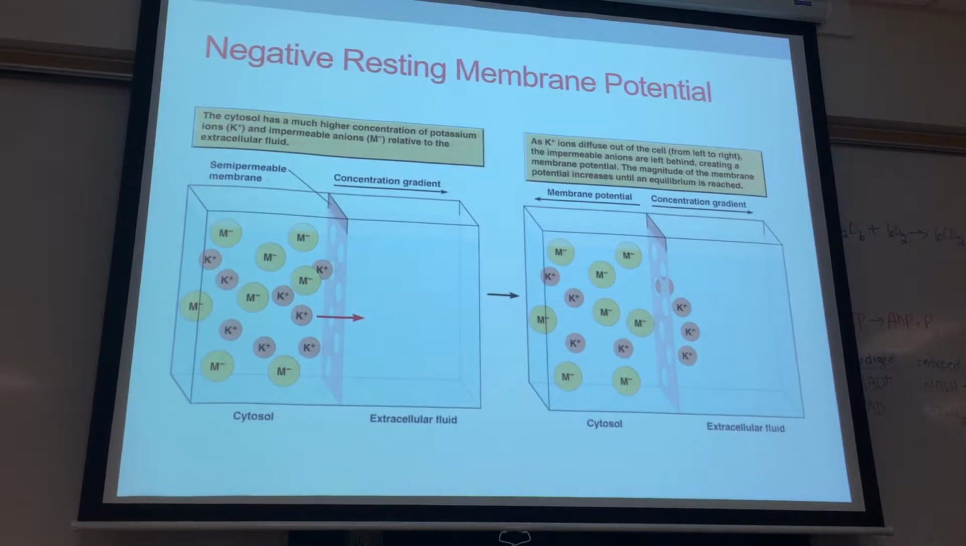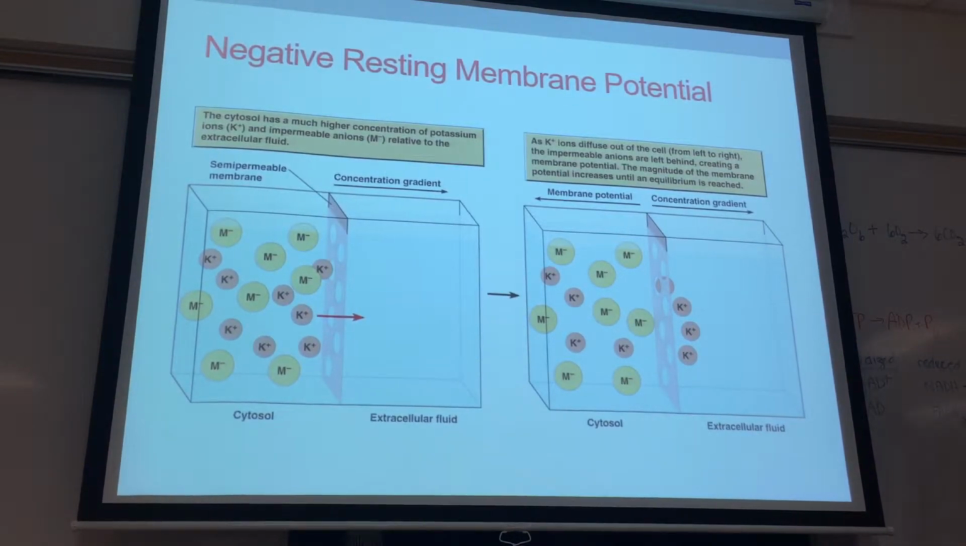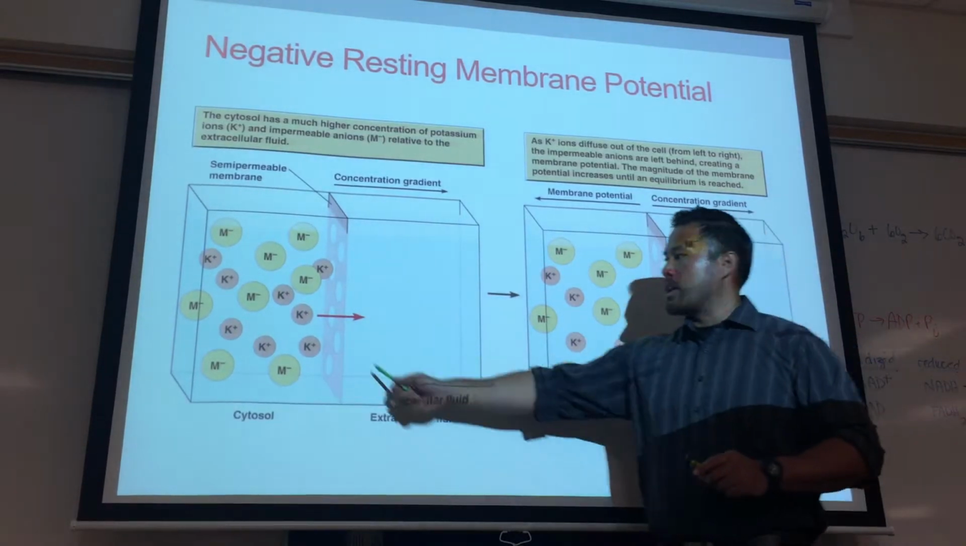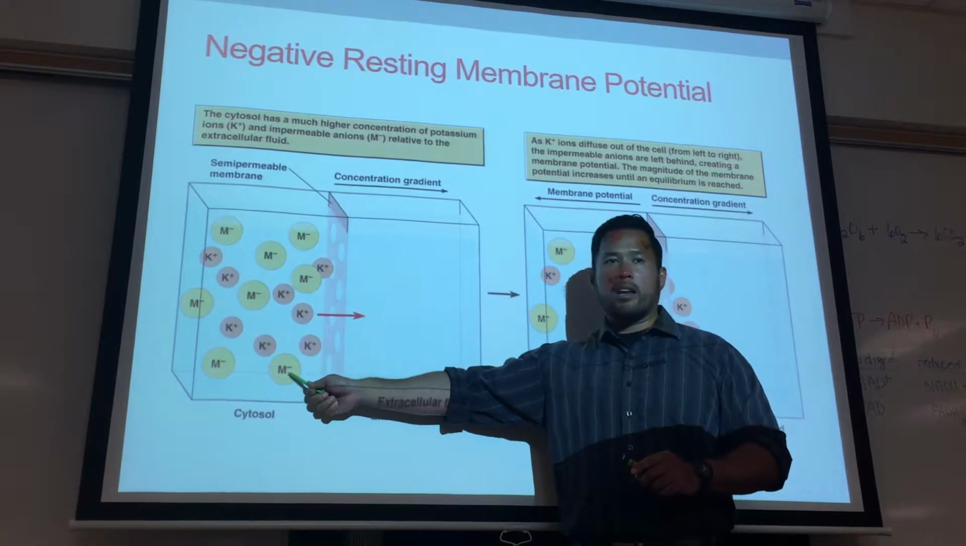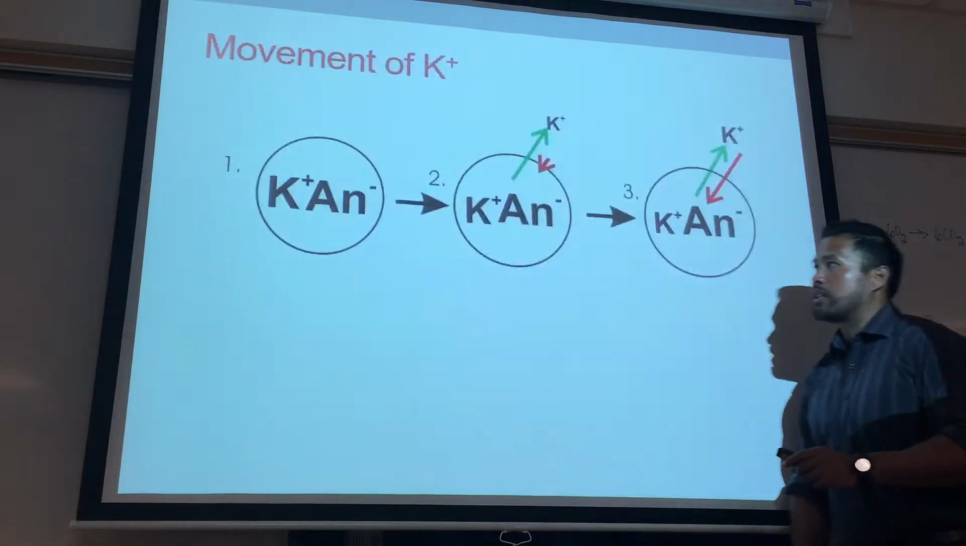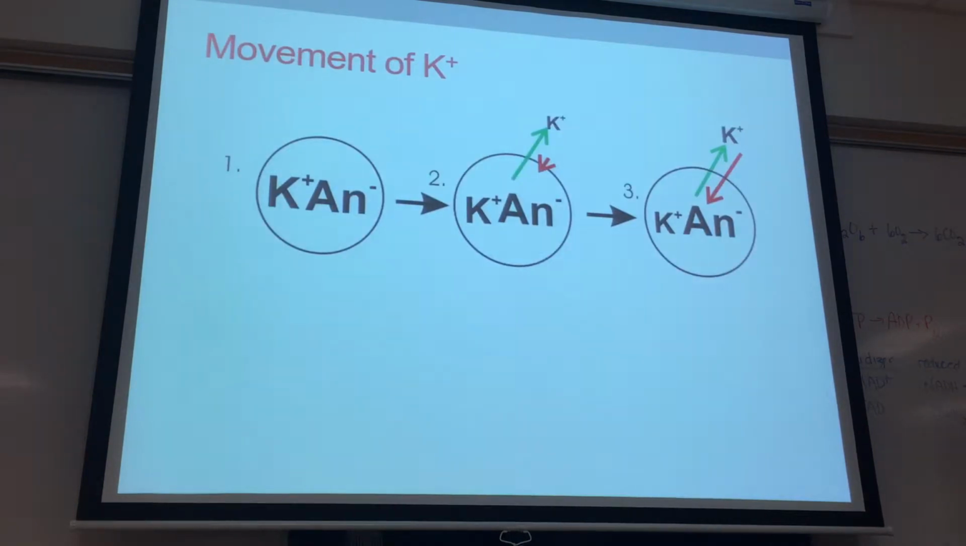And we'll talk about other contributors as to why it remains negative, two of which I already gave you. One, potassium moving out the leaky channels. The other, the negative ions. You'll see that on the next slide over, so don't worry about writing that down. Okay. So this represents our equilibrium.